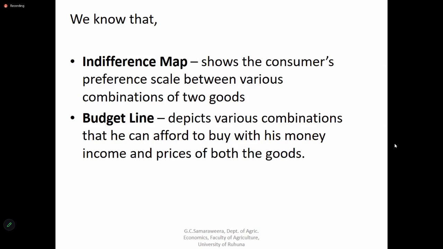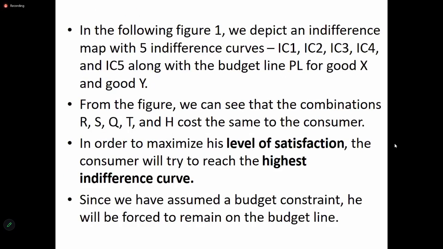Budget line shows the money that a consumer can spend with related to the prices of different goods, if there are two goods. Okay, now I'll show one example.